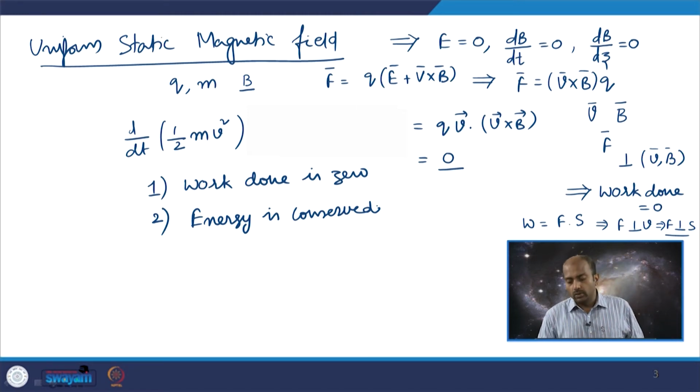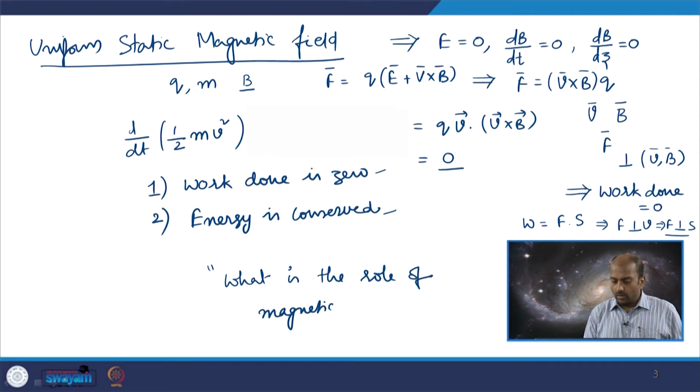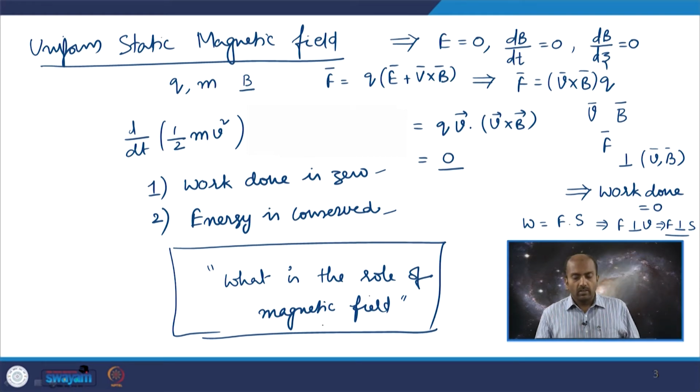Now, the scope of this discussion is to understand this: if there is a magnetic field and it is not doing any work and not changing any energy of the particle, then what is the role of the magnetic field? This discussion will be an effort to understand how it influences the particle. By means of simple mathematics, we will try to establish what the magnetic field does in this kind of a picture.